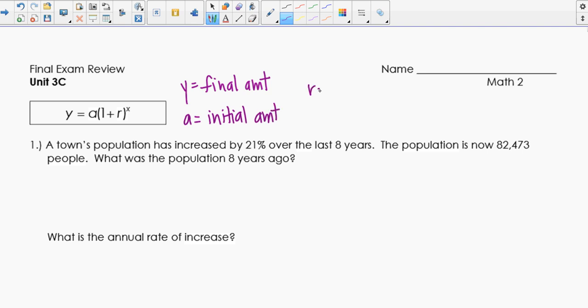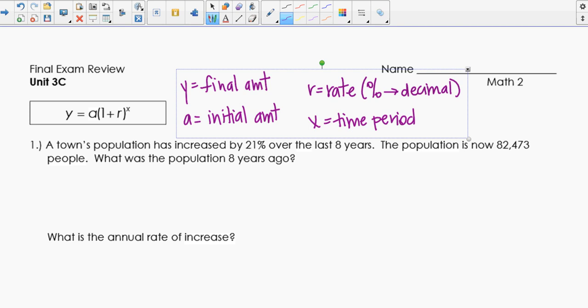R is your rate, and remember we always convert that from a percent to a decimal. Okay. And then X is your time period, and you guys remember that isn't necessarily like number of years. It kind of depends on the problem and what you're talking about.